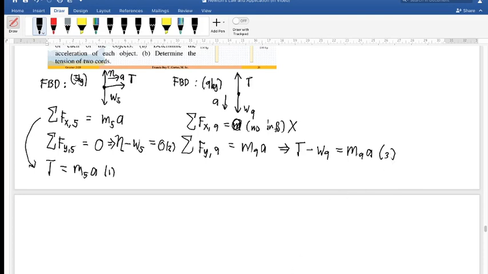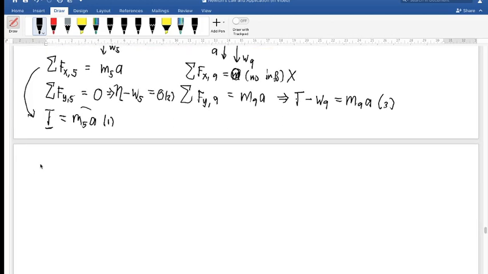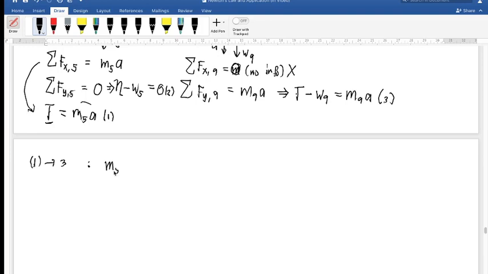So how to find the acceleration and tension? Remember, the tension from equation 1 is equal to m5a. Since this T is equal to that T, we can substitute the value of T into equation 3. So we have m5a minus the weight of the 9 kg object, which is equal to the mass of 9 times the acceleration. Then we have to find the acceleration, right? So we put this here.